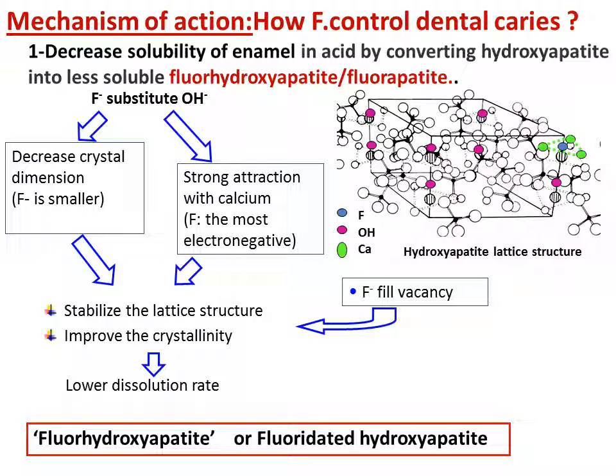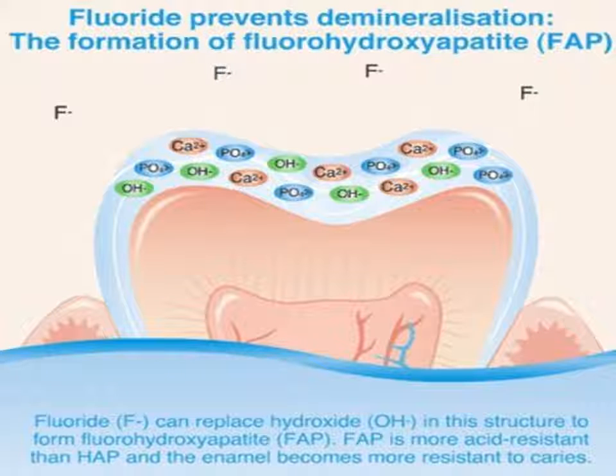Also, the strong attraction between fluoride and calcium will lead to a more stabilized lattice structure and improve the crystallinity of the crystal. So the fluorohydroxyapatite, or fluoridated hydroxyapatite, is more stable than the hydroxyapatite crystal. This slide also shows us how fluoride prevents dental caries and reduces demineralization, as the fluoride will substitute the hydroxyl group in the enamel structure and form fluorohydroxyapatite, which is more acid resistant, and as a result the enamel becomes more resistant to caries.